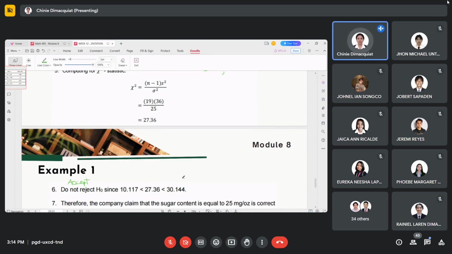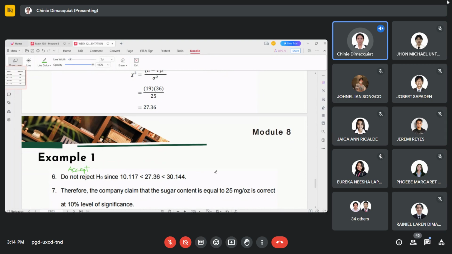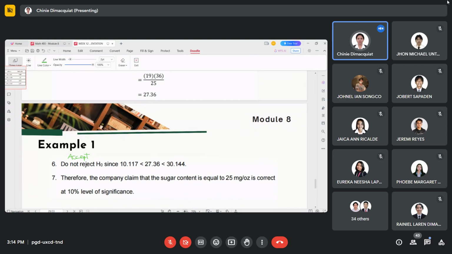So for our conclusion, the company claimed that the sugar content is equal to 25 milligram per ounce is correct at 10% level of significance.